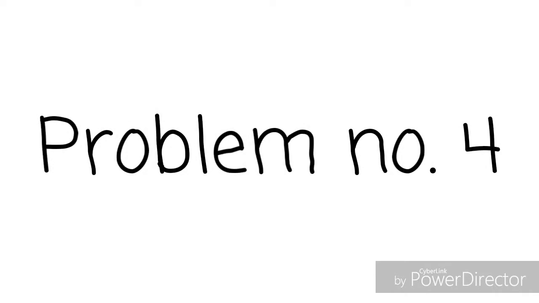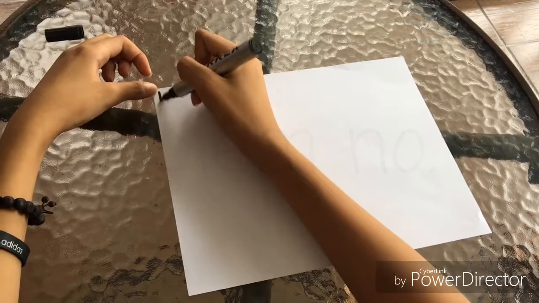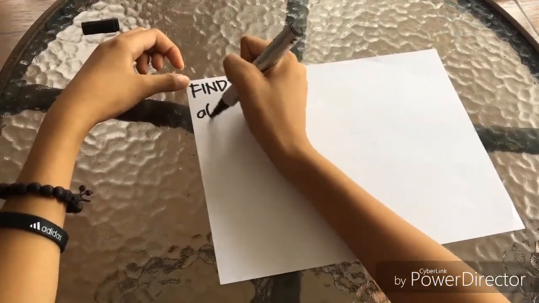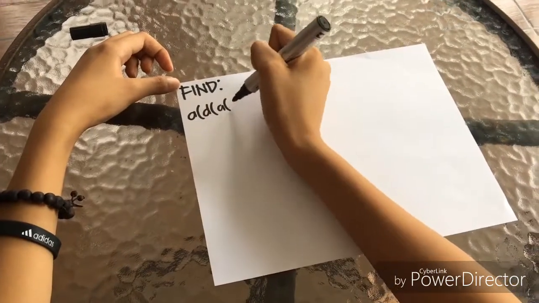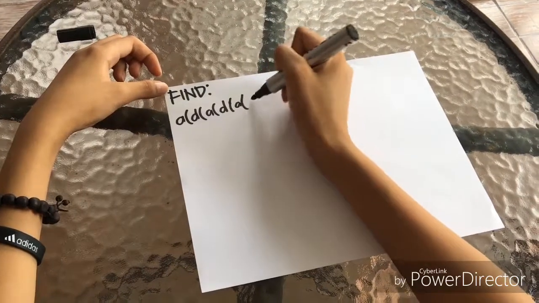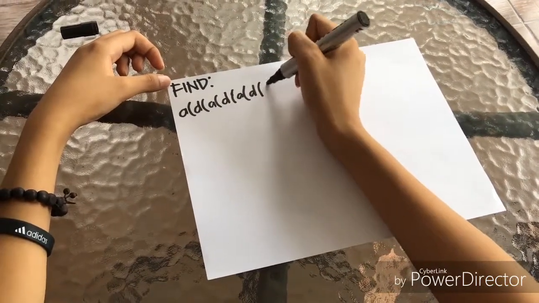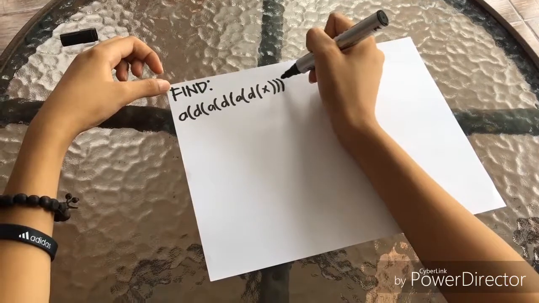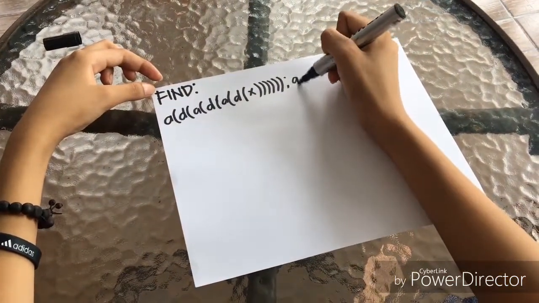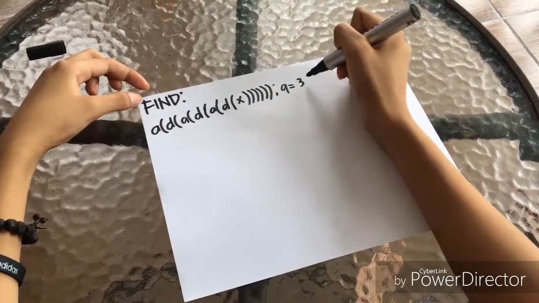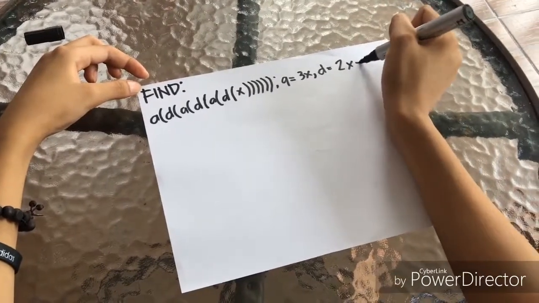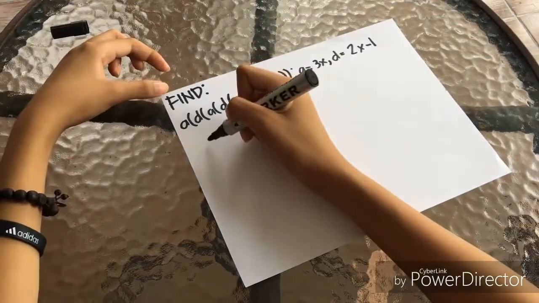Fourth and the last problem. For the last problem, we need to find A composite D, composite A, composite D, composite A, composite D of X, if A is equal to 3x and D is equal to 2x minus 1.